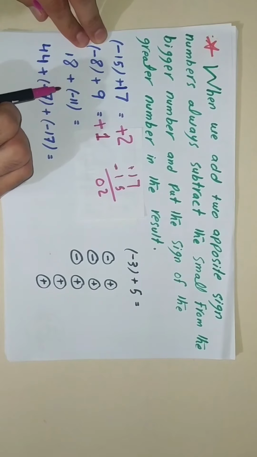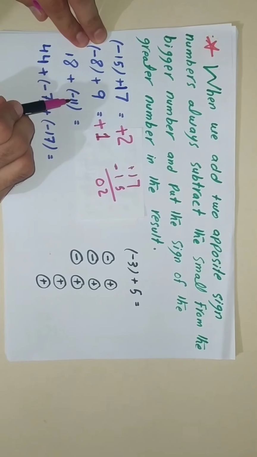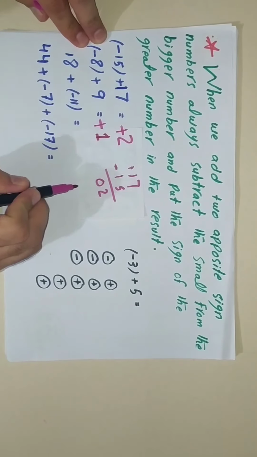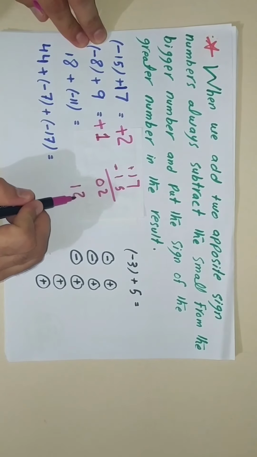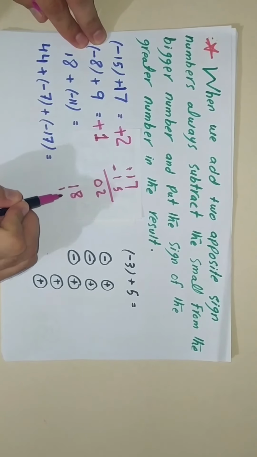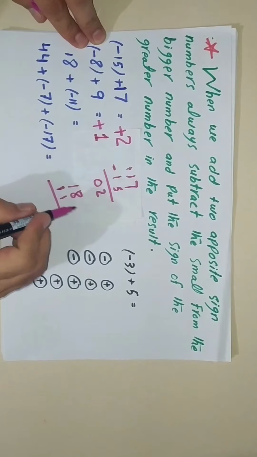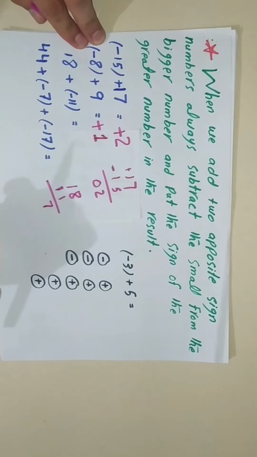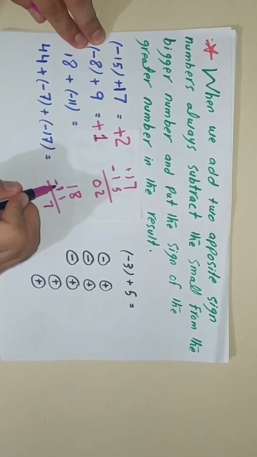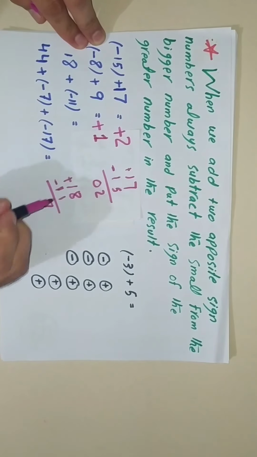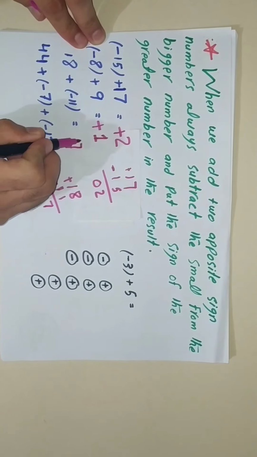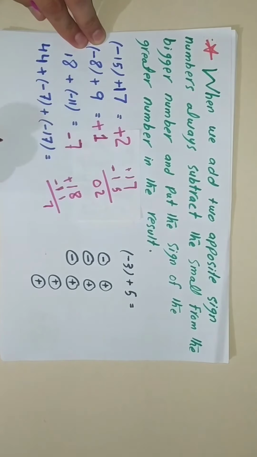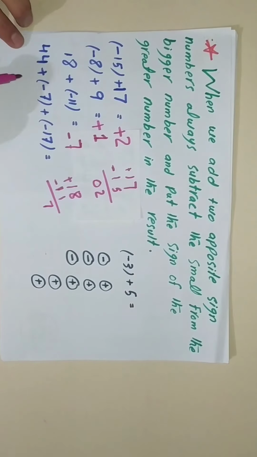And the other example is 18 plus minus 11. If I subtract 11 from 18, the answer will be 7. I have to put the sign of the greater number. Minus 11 is greater, so I have to put minus 7.